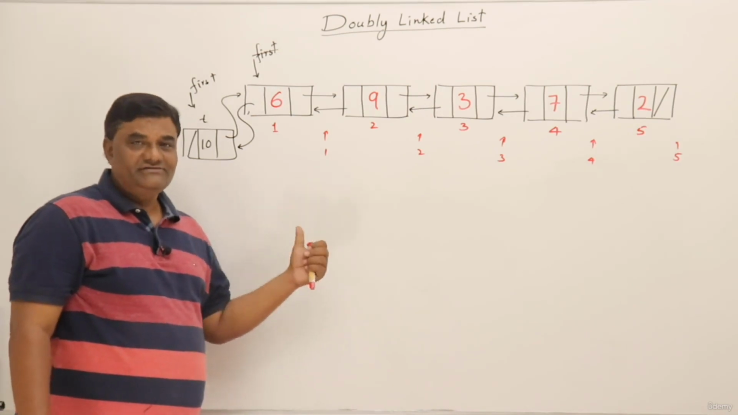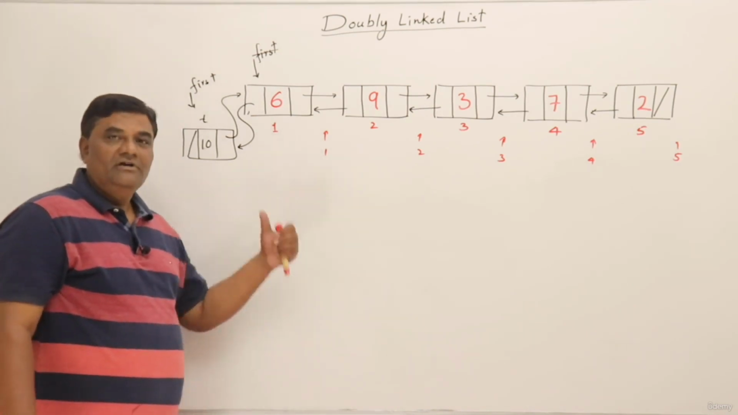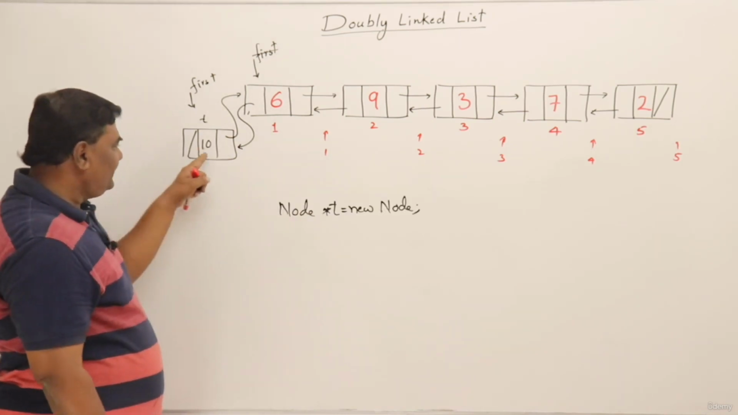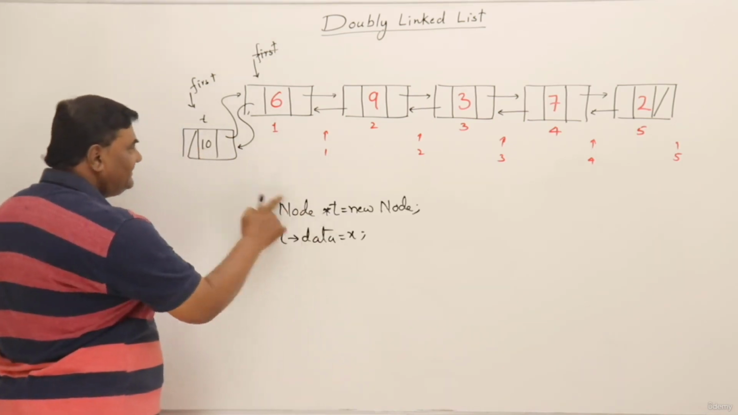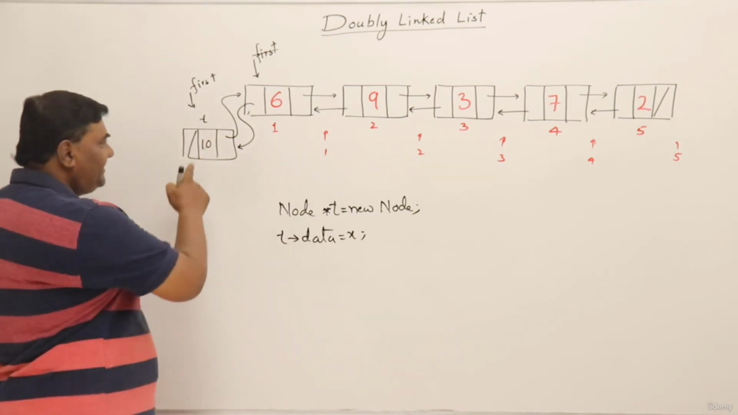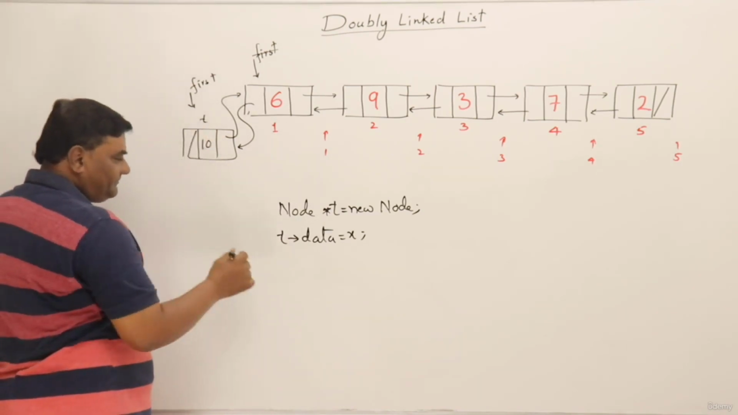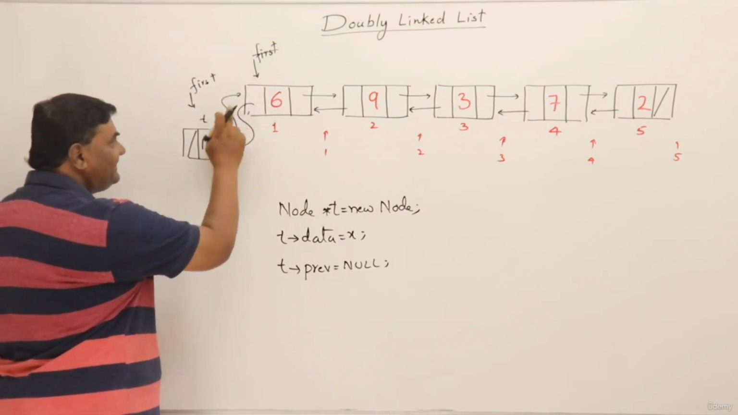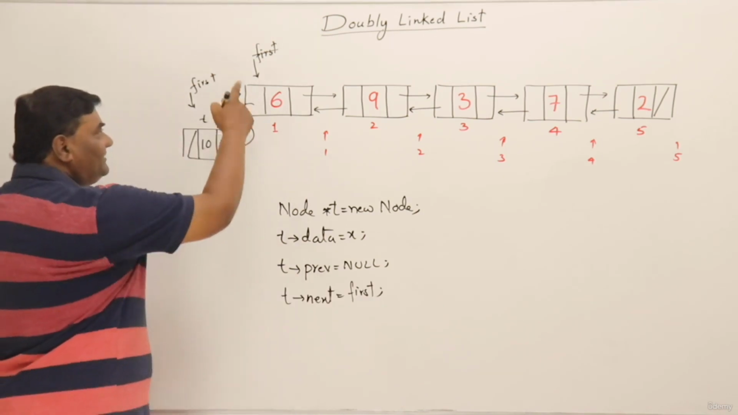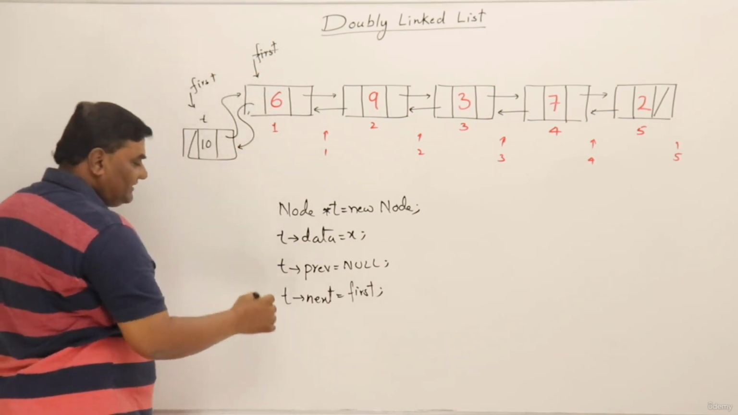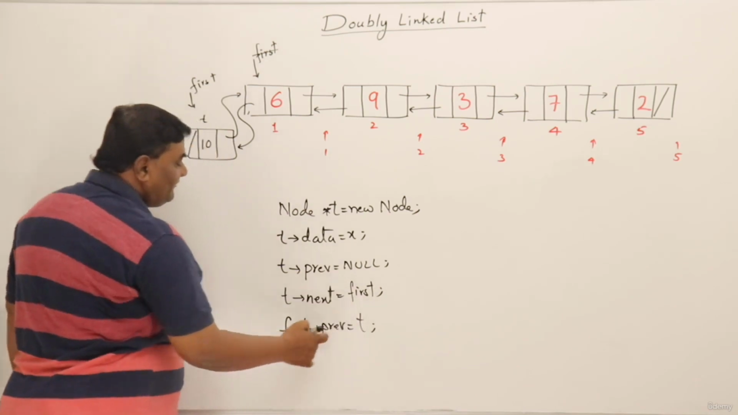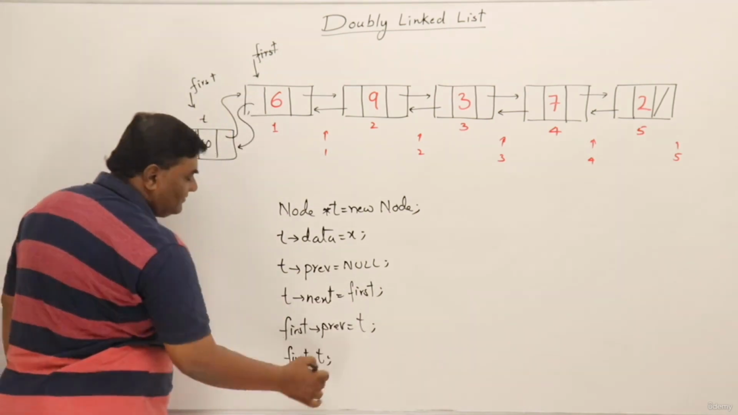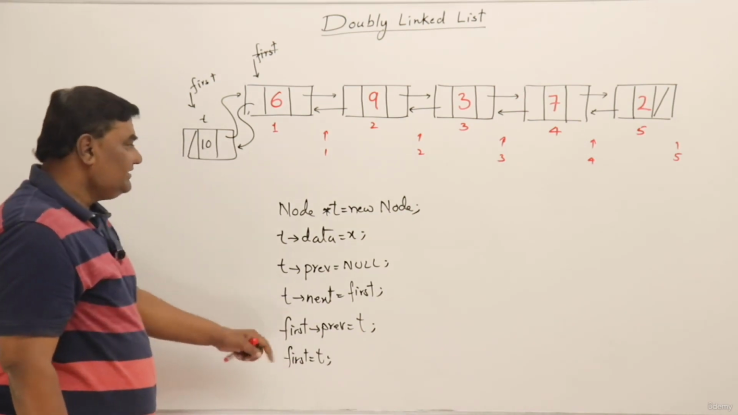Let me write down instructions for this procedure. First of all, create a new node. New node is created, then fill the data. This is filling the data, set the value here. Then make this link as null. Then make this link point on first. T's next on first. Then make first previous point on T. First previous on T. Then bring first on new node T. First on new node T.